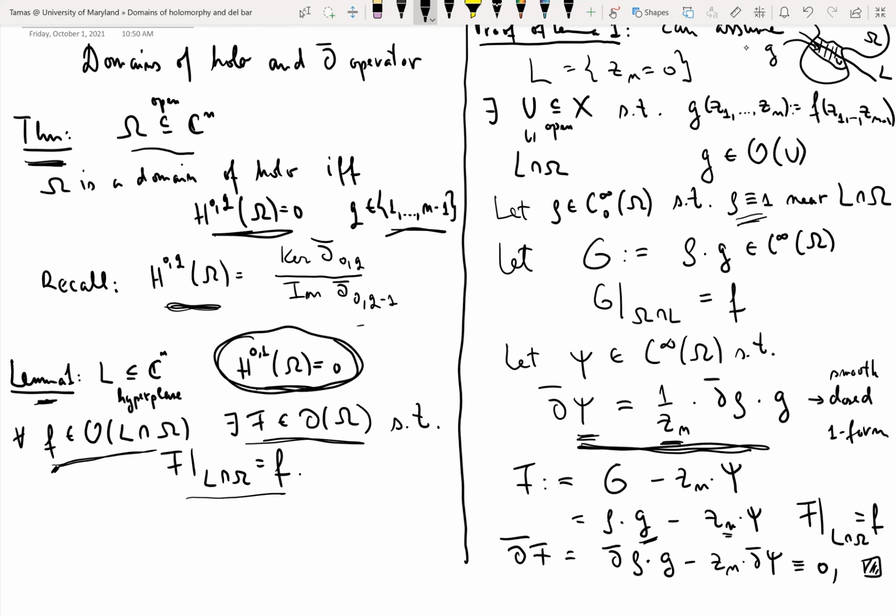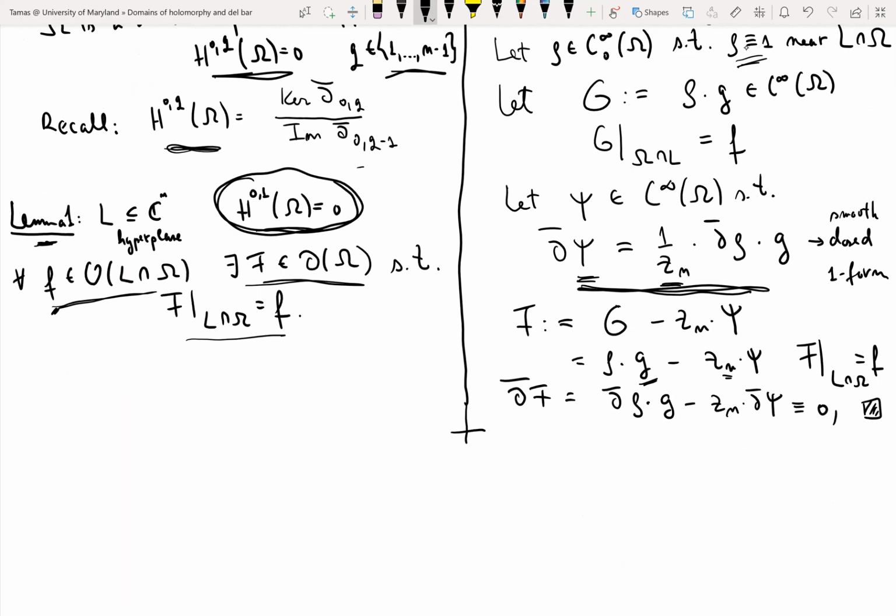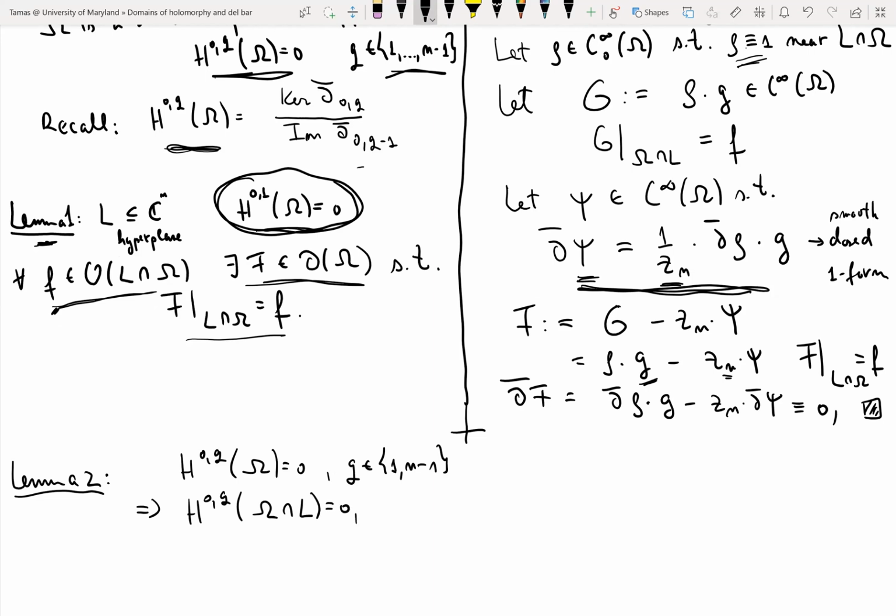Now, the second lemma I'll prove is related to the first one. Perhaps not immediately seen, but the proof is very closely related. So let's call this lemma 2. Lemma 2 says in the same setup, now assume that actually all these cohomology groups of omega vanish, for q in 1 to n minus 1. In that case, we actually get that the 0q cohomology groups of omega intersect L also vanish for all q in 1 to n minus 2.